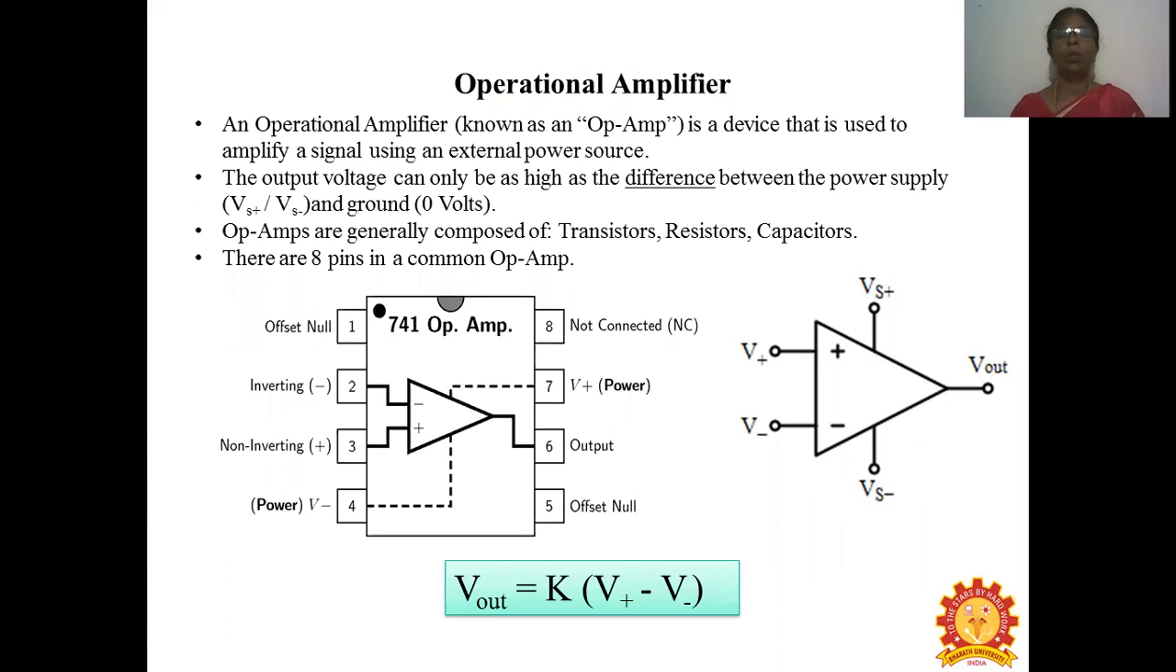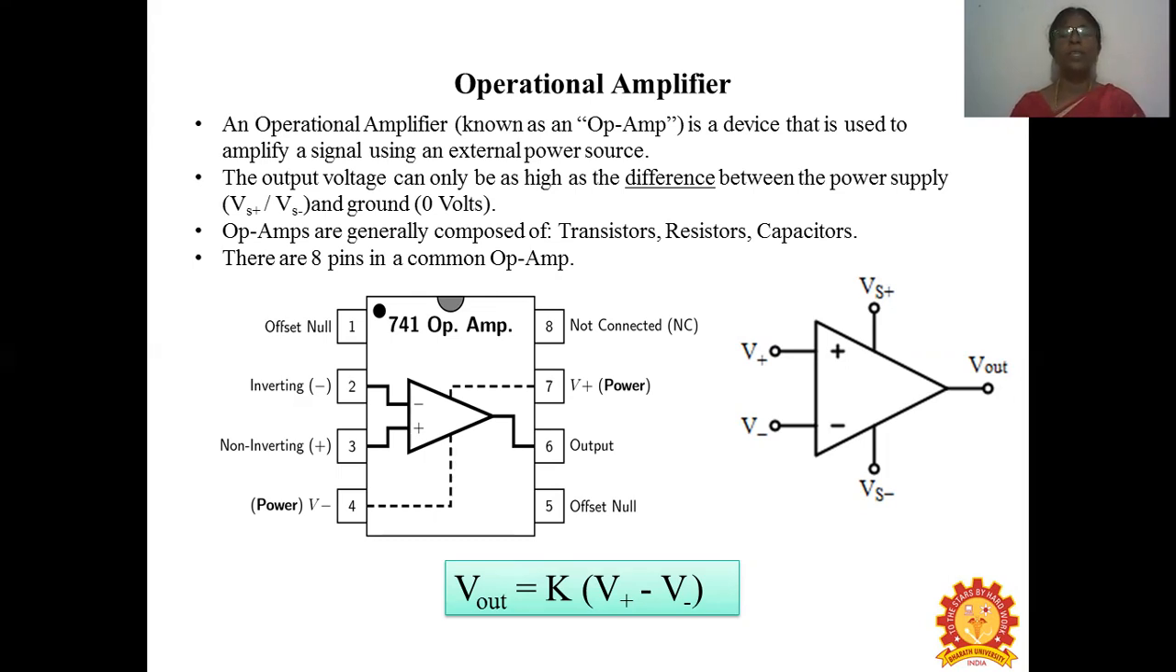Before going to discuss operational amplifier circuits, we must know the basics of the operational amplifier circuit. An operational amplifier circuit is a device that is used to amplify the signal we apply as the input signal, in amplified form. So the output voltage can only be as high as the difference between the two input signals with respect to ground. In general, an operational amplifier circuit is composed of transistors, resistors and capacitors.